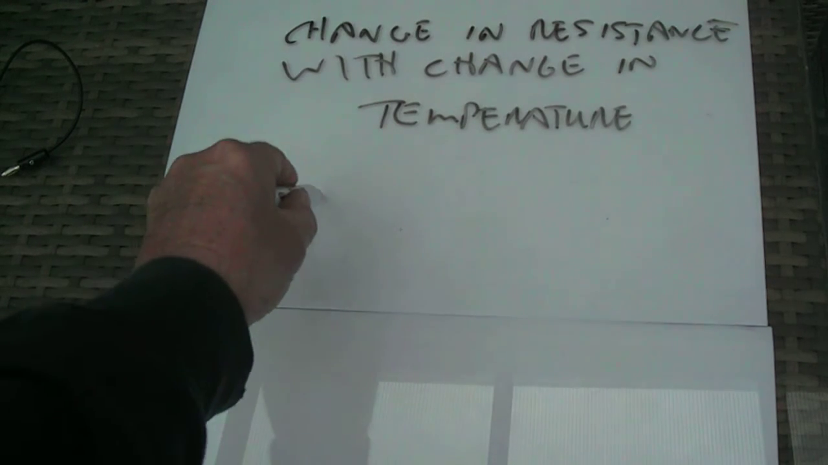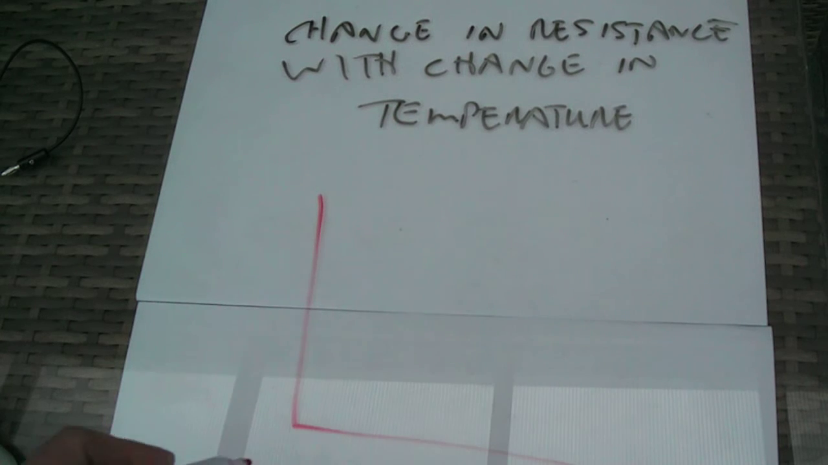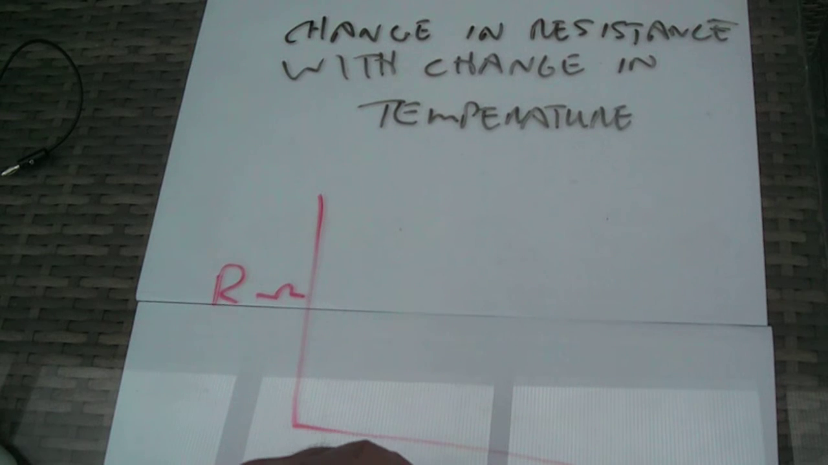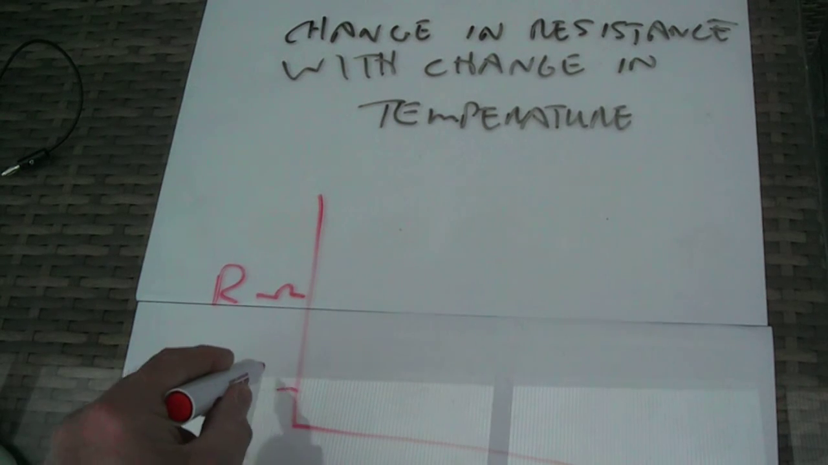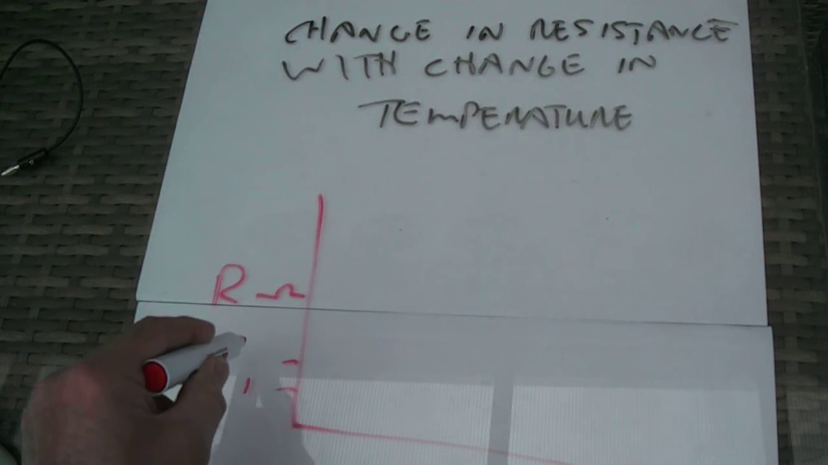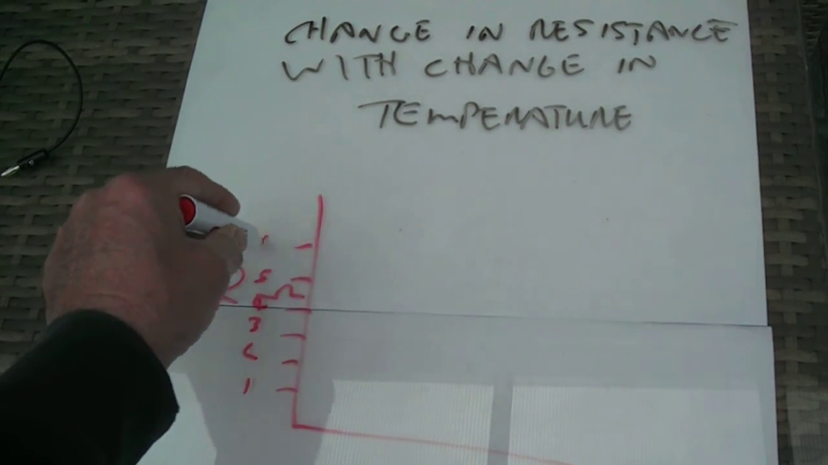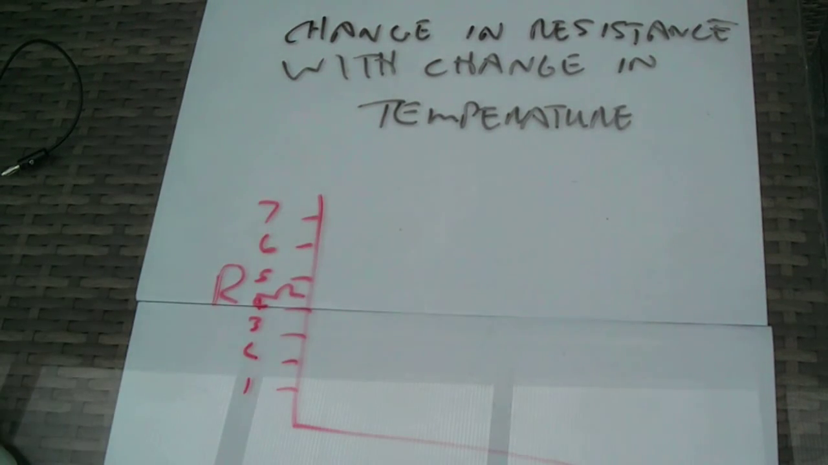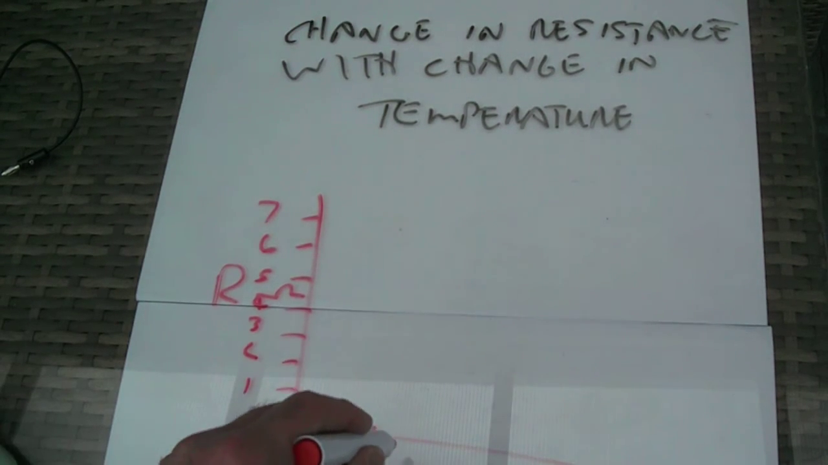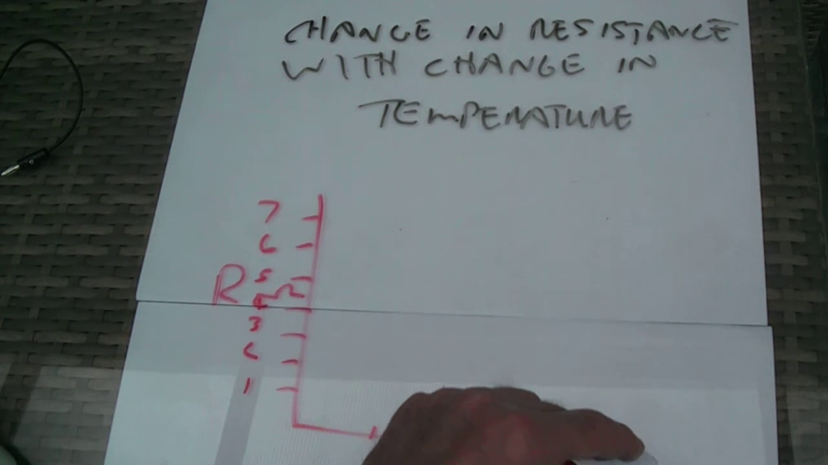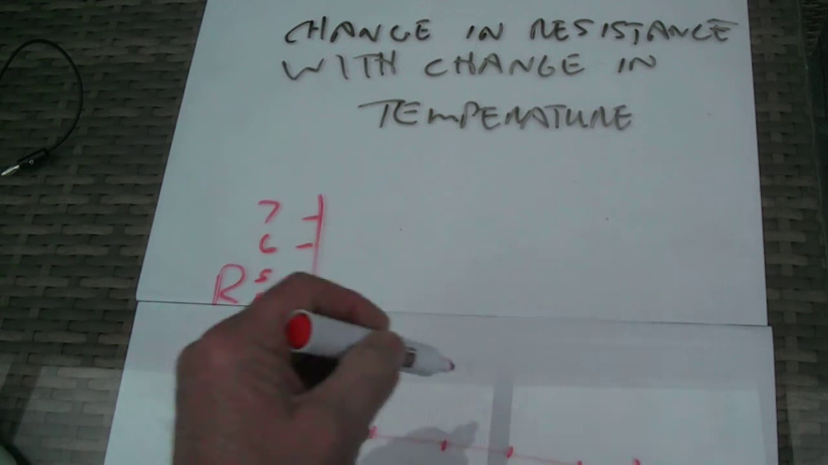We can plot a graph of that. If I say that's resistance R and that's temperature along the bottom in degrees centigrade, and that was, say, 1, 2, 3, 4, 5, 6, 7 ohms, and that was, say, 10, 20, 30, 40, 50 degrees centigrade.